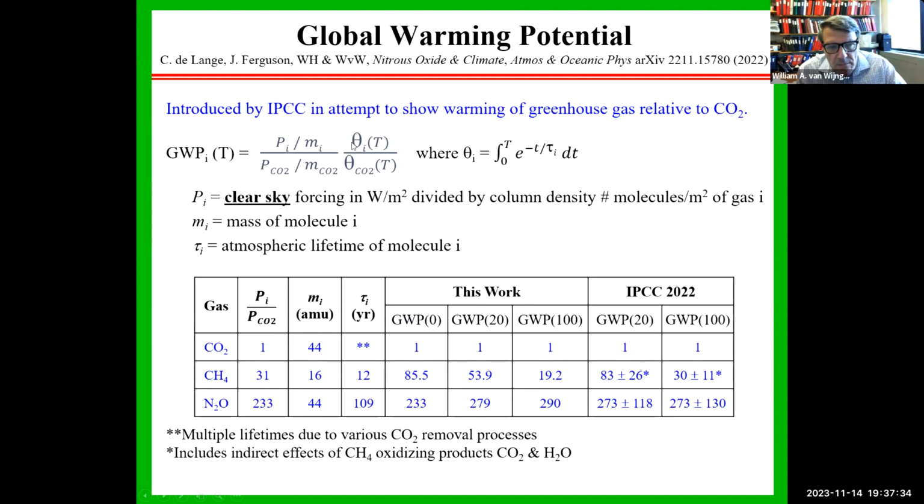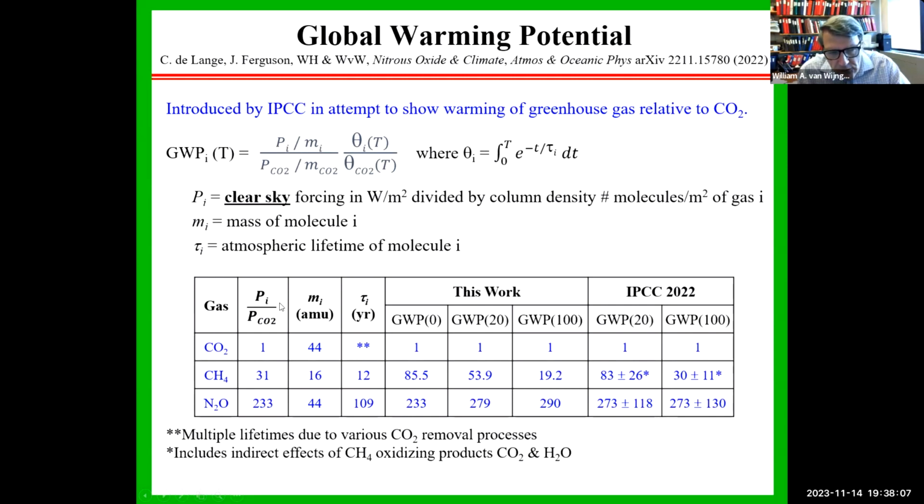Next, we have this function theta. Theta depends on capital T, the period that you're looking at for the global warming potential, and also depends on the lifetime of gas I in the atmosphere. Now, in the case of CO2, it's a bit complicated because there are various processes going on. CO2 goes into the ocean, CO2 goes into plant life, etc. So you actually have to have several exponentials here. Anyway, we've taken this formula and evaluated it.